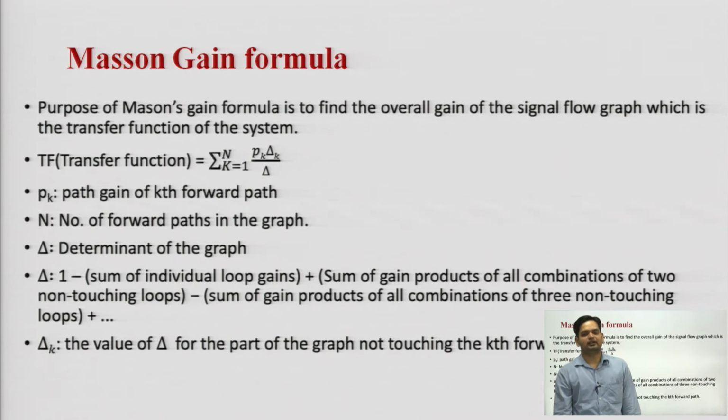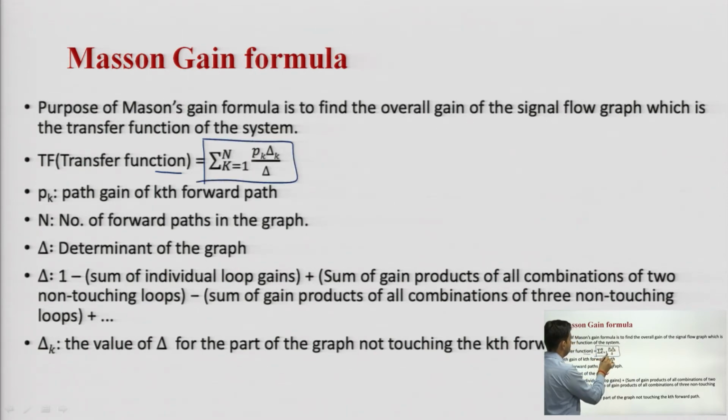Now, we will see Mason's gain formula. This formula calculates the overall transfer function. It is given as: transfer function equals the summation from k equal to 1 to n of P subscript k delta subscript k over delta. One by one we will see what these parameters are. Here there is no requirement of any reduction rule. Via this gain formula, we directly get the transfer function.